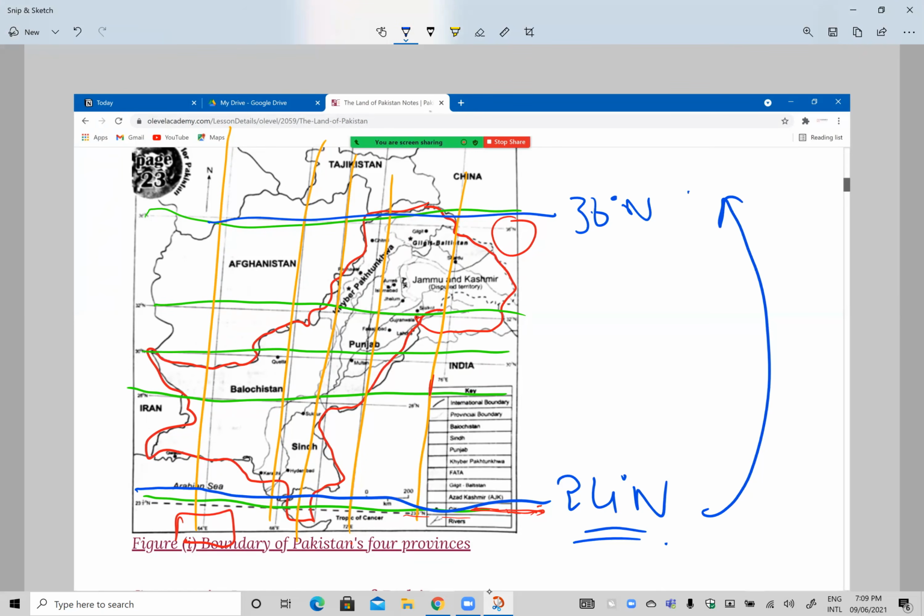Now, if you focus on the longitudes, this one is 64, and you could say that we might start off from around 61, 62, right? 61 degrees east to 78. This was 76, no, okay, 78, yeah. So 61 degrees east to 78 degrees east. These are the two longitudes between which Pakistan lies. Please tell me if this is clear to you guys.